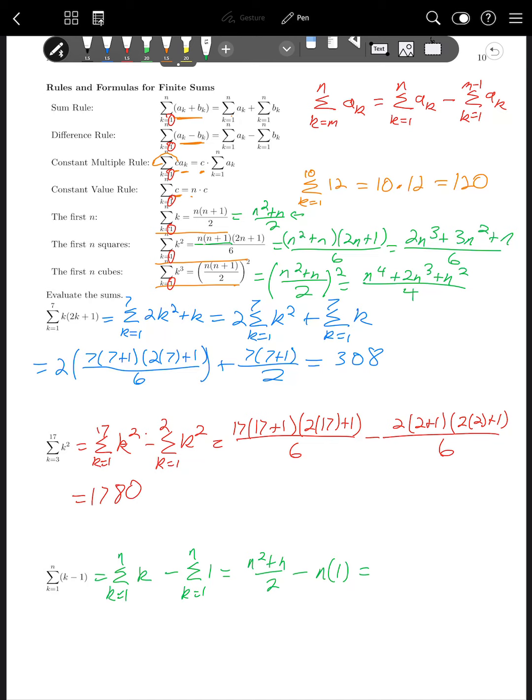And now we can do some simplification if we want. So this would be n squared plus n over 2 minus 2n over 2. And then we can combine like terms to get n squared minus n over 2 is what we would get for the sum there.